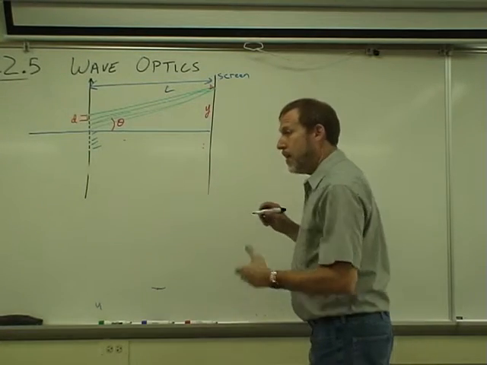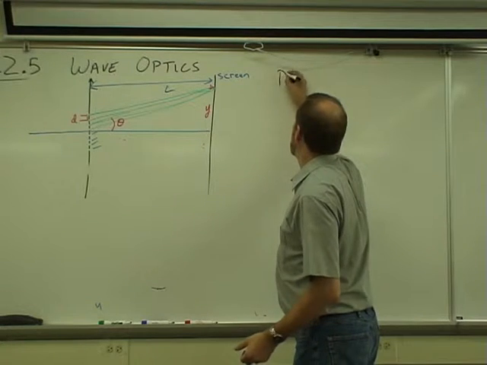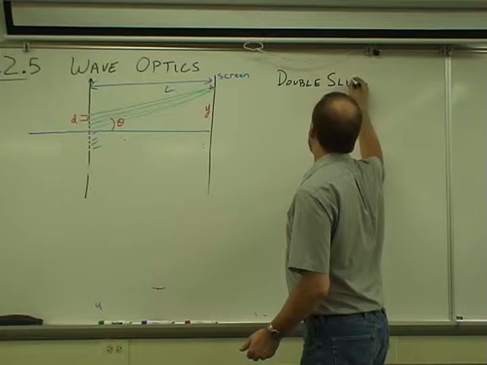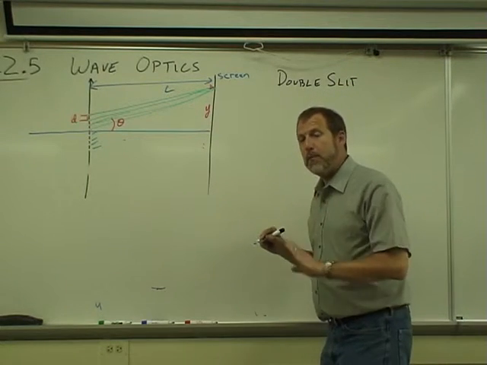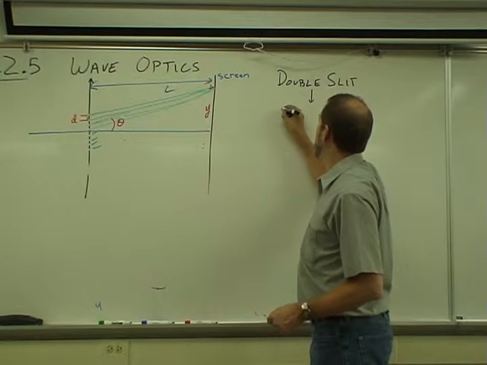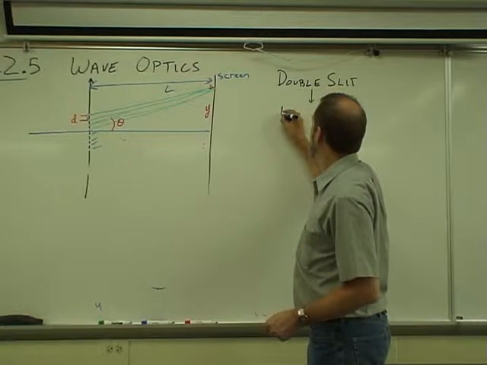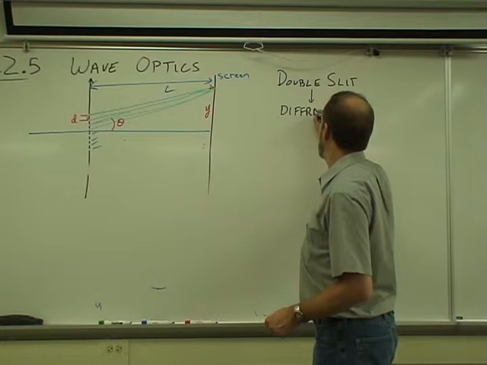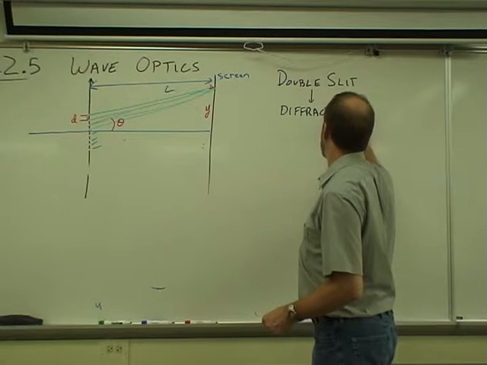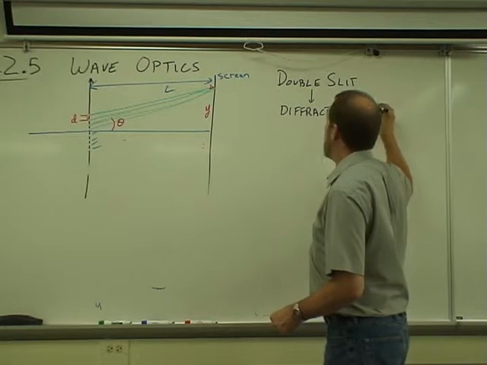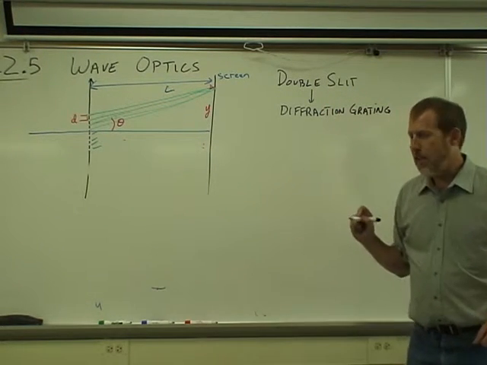Our description of wave optics started with the double slit, because the geometry for the double slit is the most straightforward. Then you just repeat the double slit a lot, and hooray! You have the diffraction grating.